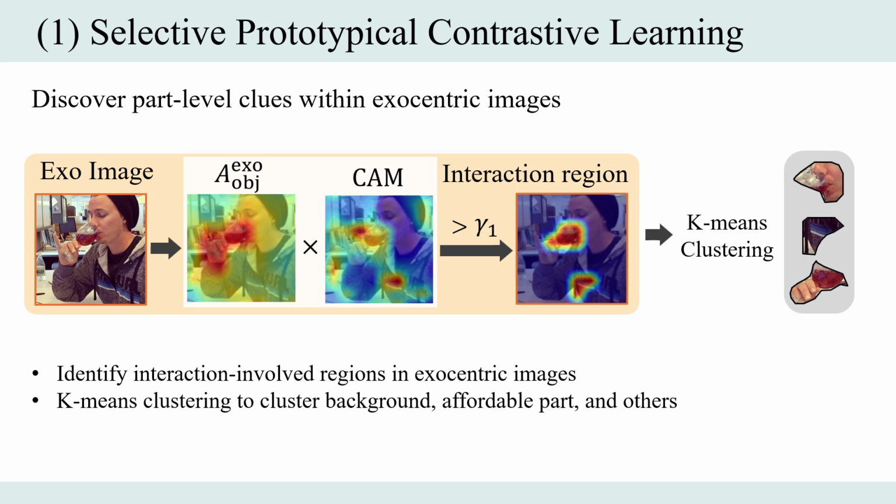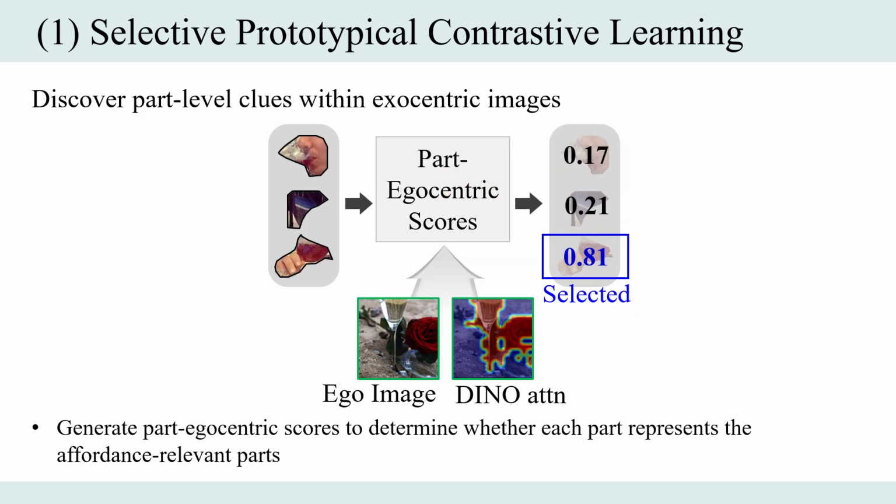To identify the affordance-relevant part clues from exocentric images, we first use the object clue from the object affinity map from CLIP and the CAM prediction, which is obtained during training. Then we perform k-means clustering to partition different parts. Then, since the egocentric image often exhibits only one object, we use the attention map to the class token to identify the target object. And then we use this target object to find the most target relevant part in the exocentric image.